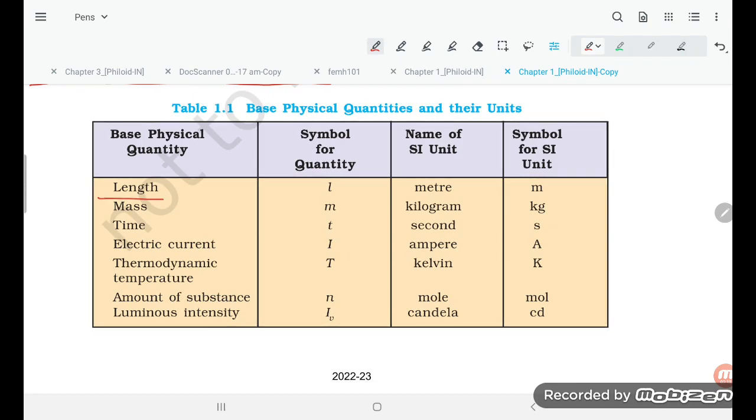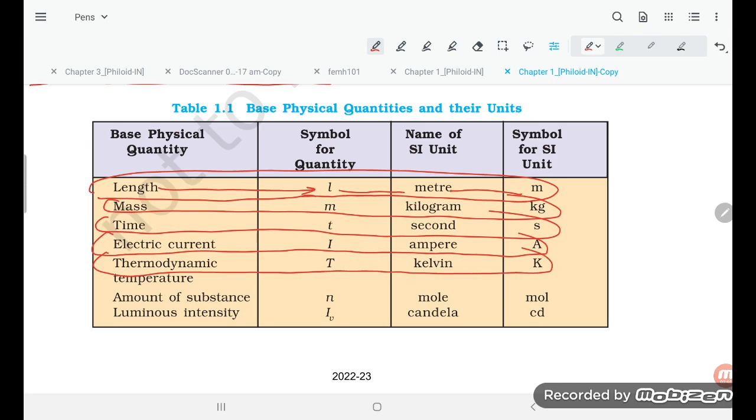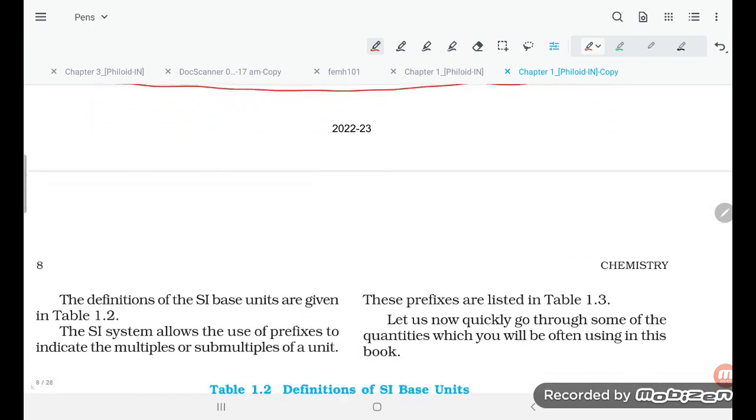Now see, length is represented by meter. Length is the physical quantity, symbol L, and SI unit meter, symbol m. Mass, m, SI unit kilogram, that is kg. Time, t, second, s. Electric current, I, ampere, A. Thermodynamic temperature, T, Kelvin, K. Amount of substance, n, mole, mol. Luminous intensity, Iv, candela, cd.